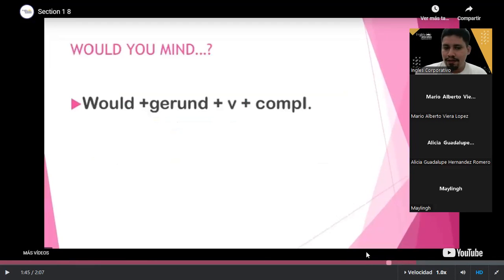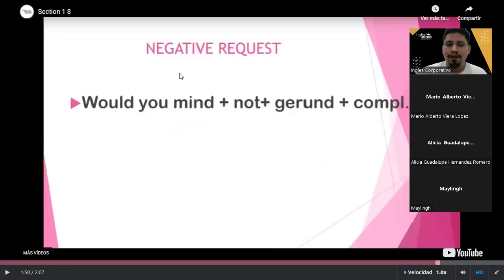The only difference that we're going to take from this is that when we use the negative form of this kind of sentence, like would you mind not plus gerund plus a complement, it is just like something that we do with the other tenses. We adjust the adverb not in order to use negative words, or to request something that's the opposite of what we want.